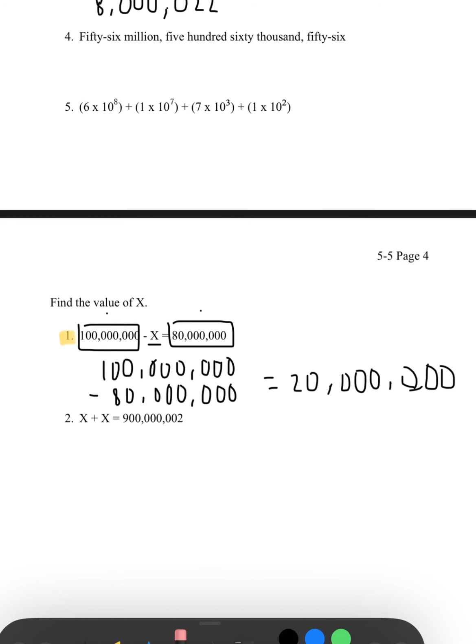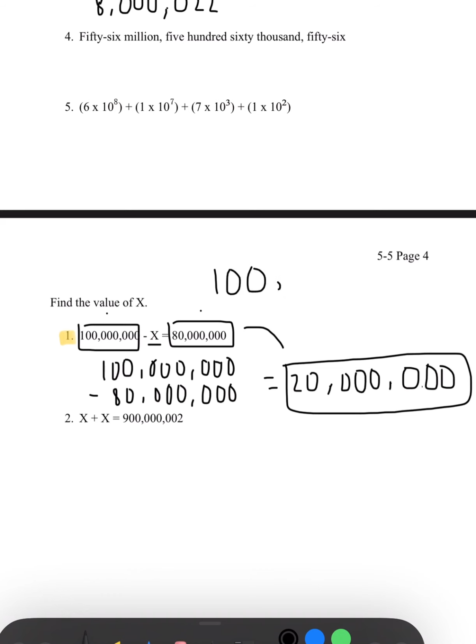So that's our answer. And if you want to check if your answer is right, all we can do is get the 20 million, add it with our answer, and we'll get 100 million. And that's how we check the answer.